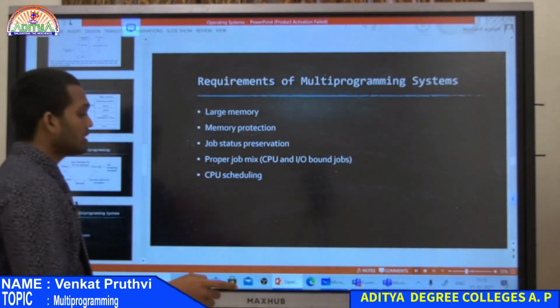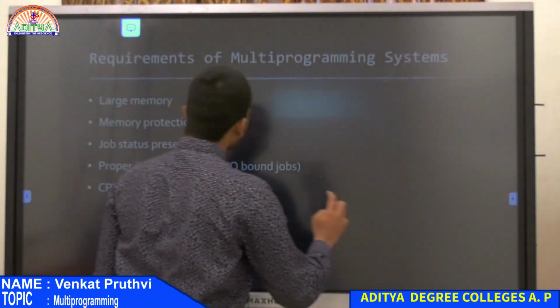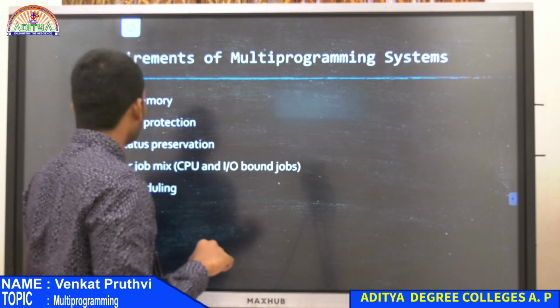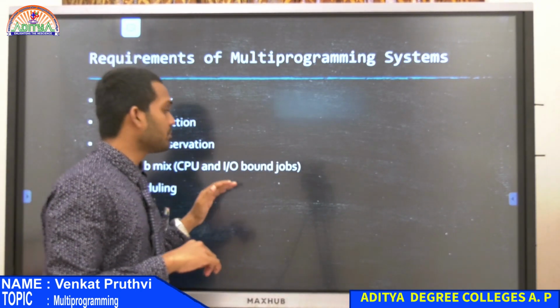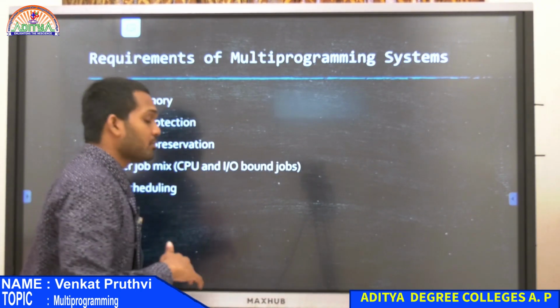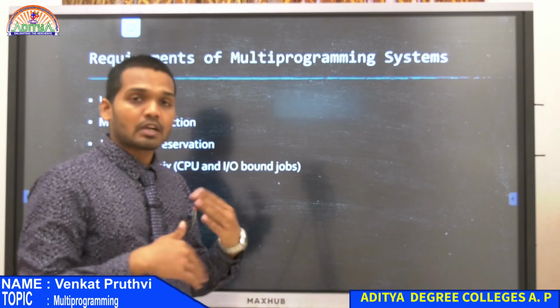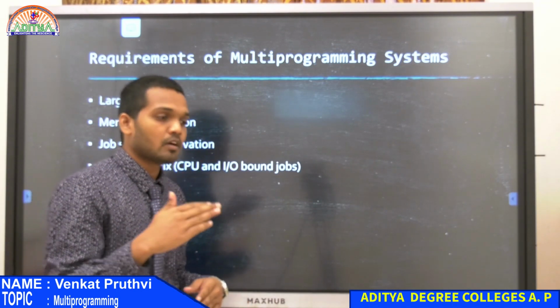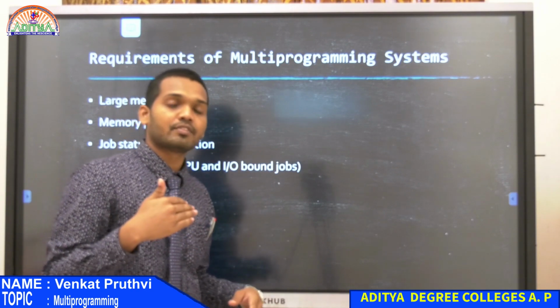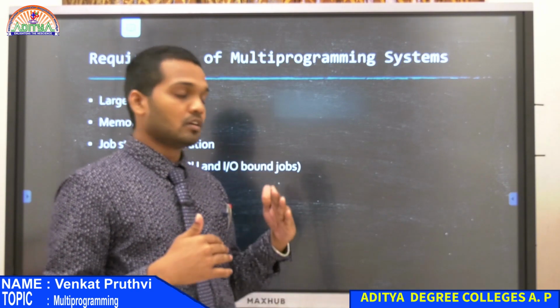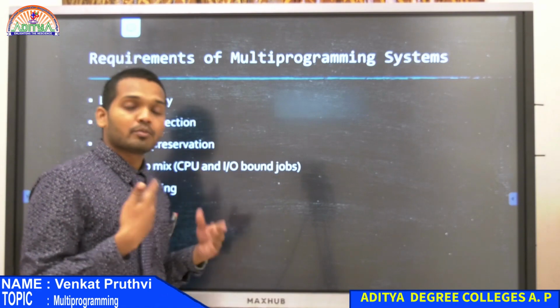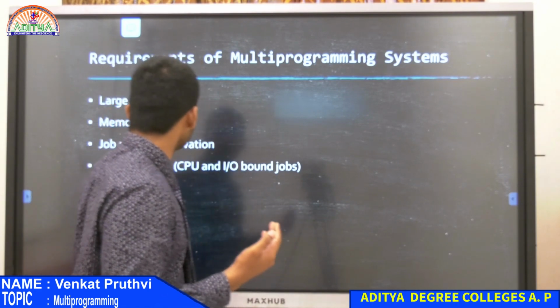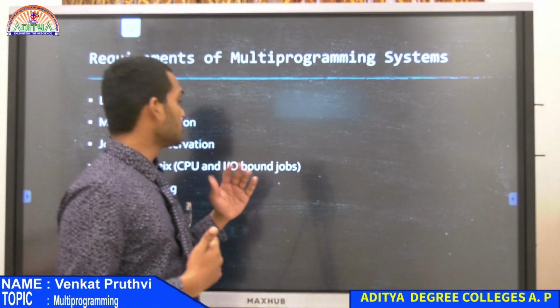Okay. And then what is the next thing we have? Proper job mix, CPU and input output jobs. Proper job mix is in the sense, if the processes are not scheduled, or if they are not properly queued one after the other, and if they are not properly aligned, then there would be inefficiency in the CPU, right? So that is the reason we have to have proper job mixing.